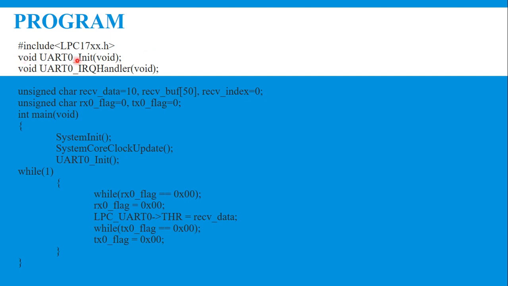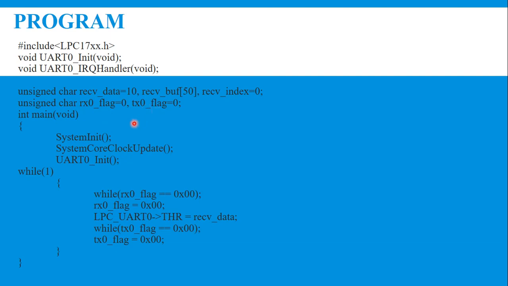UART0 initialization should be declared first. So this is a subroutine. And the UART0 IRQ handler, as we said, the nested vector interrupt controller is the flexibility that is present in the LPC1768. So that is to be declared here. Unsigned character receive data, receive buffer and receive index. Similarly, unsigned character receive flag and transmit flag.